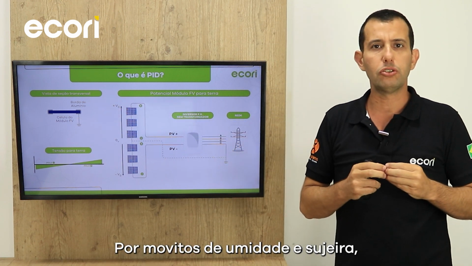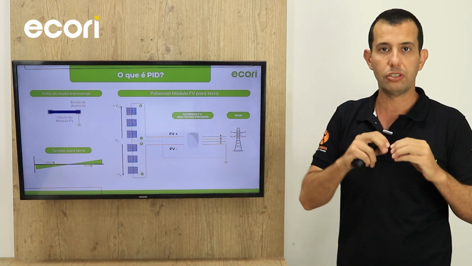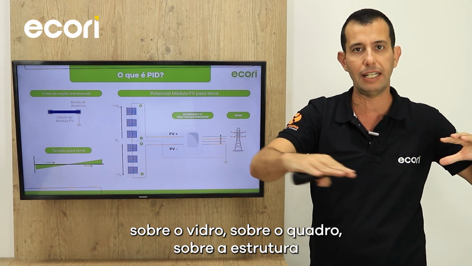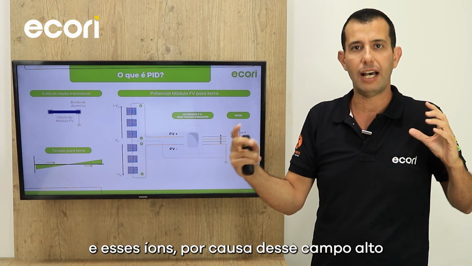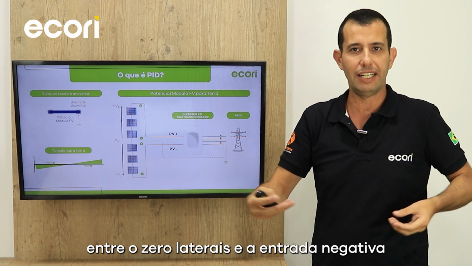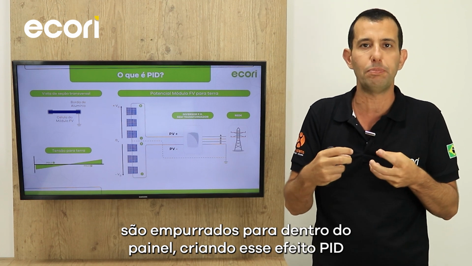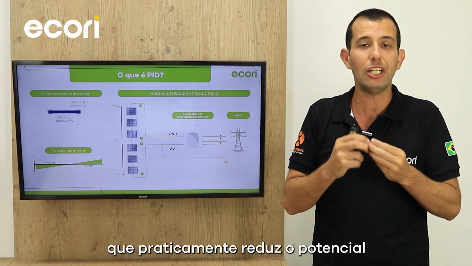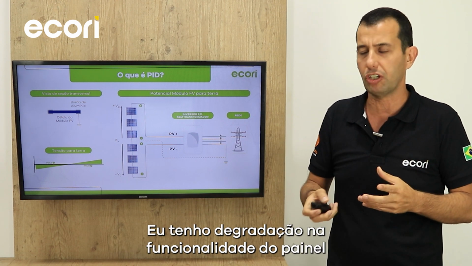Due to humidity and soiling, I have accumulation of positive ions, usually Na plus ions, over the top of the panel, over the glass, over the frame, over the structure. And these ions, because of this high field between the zero of the sides and the negative input, are pulled into the panels and create this PID effect, which is practically reducing the potential. This is why it's called potential induced degradation. I have degradation in the panel functionality.